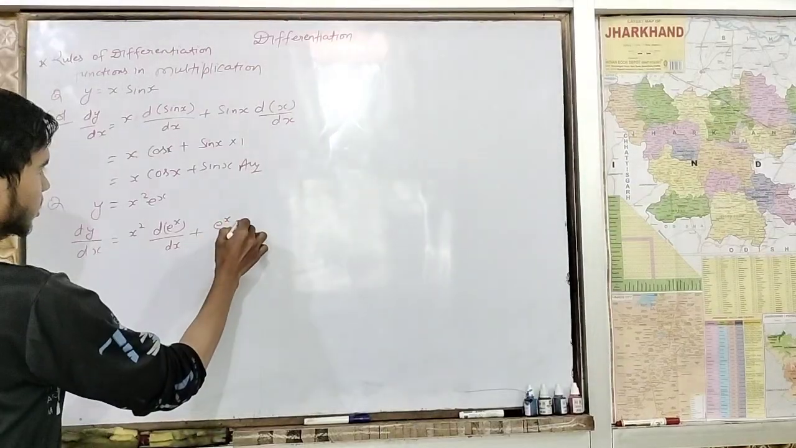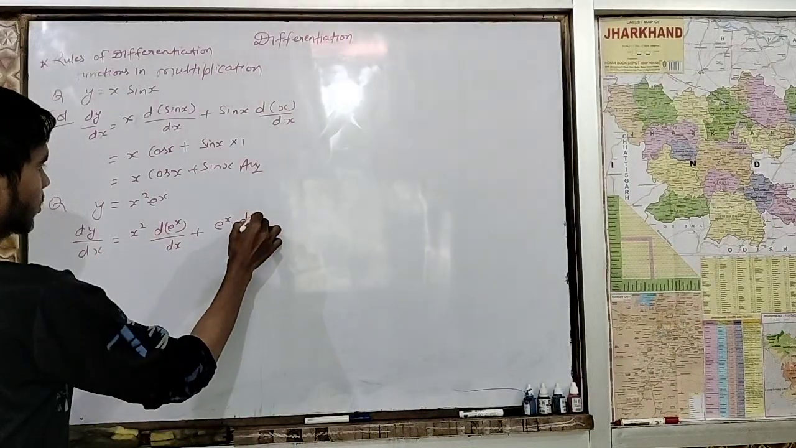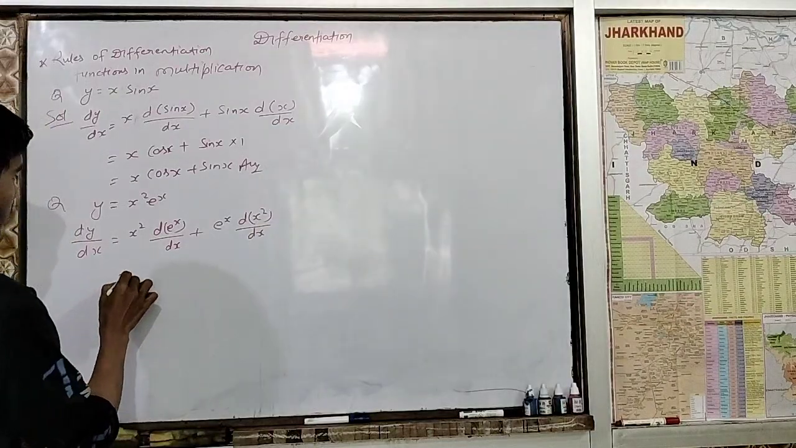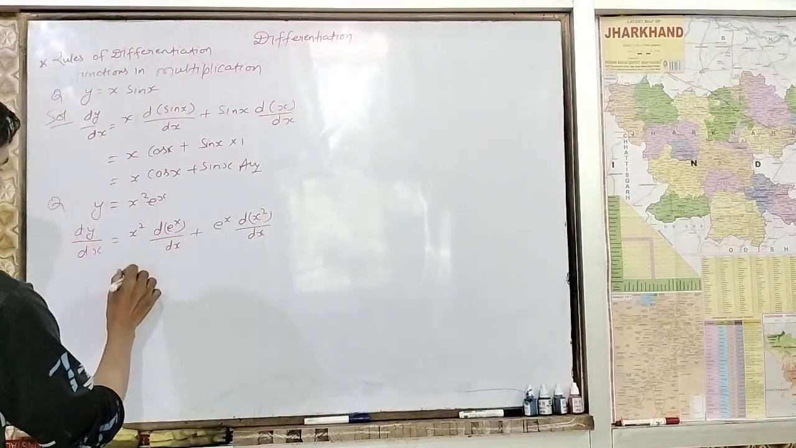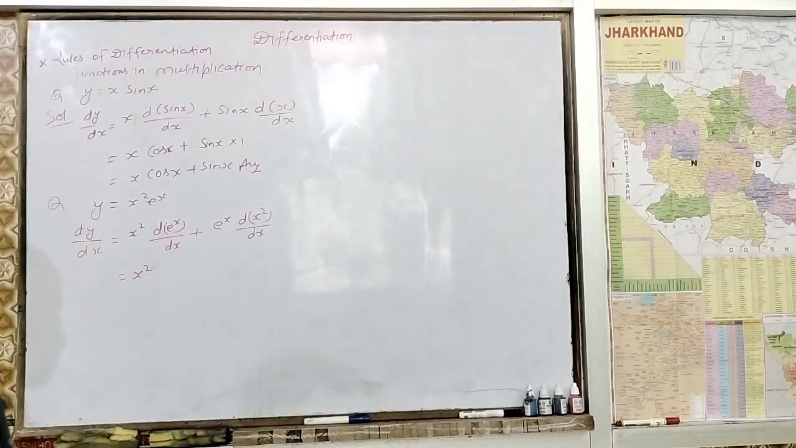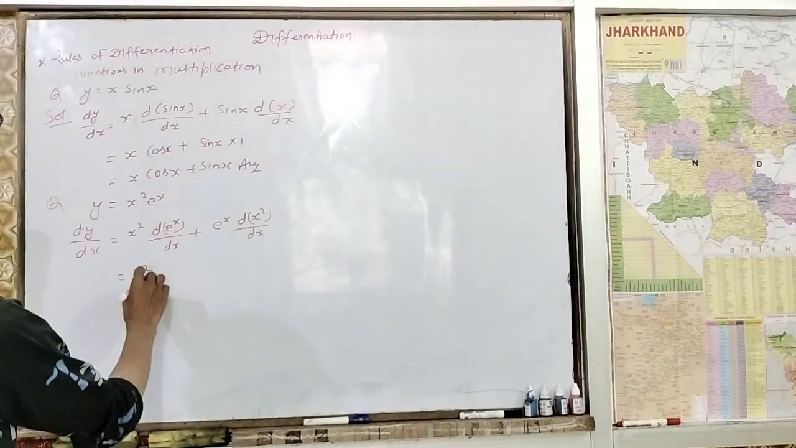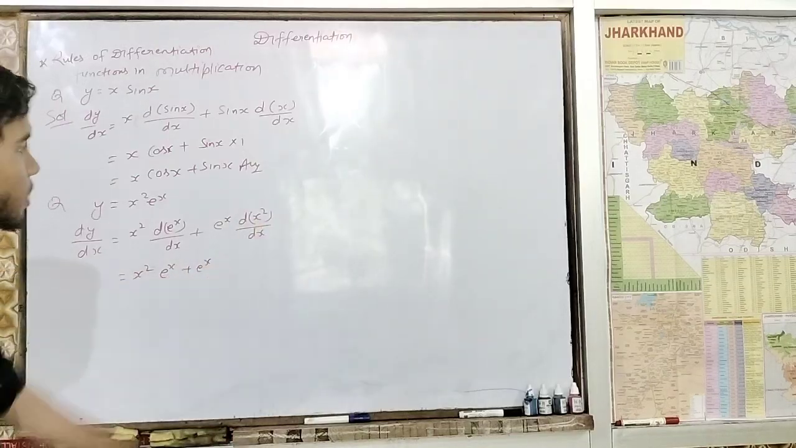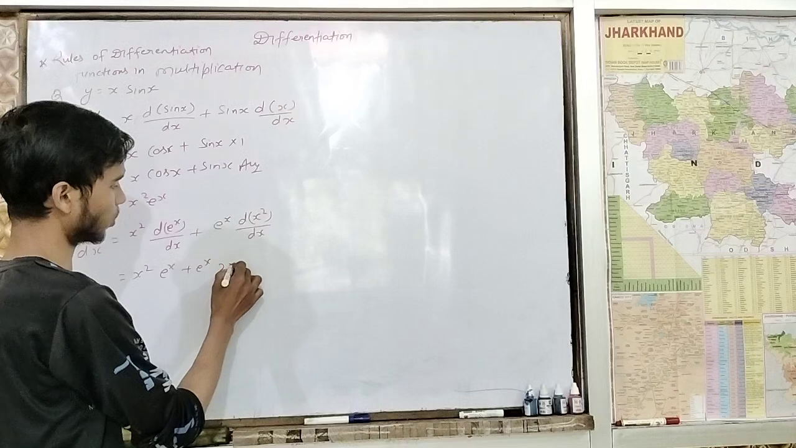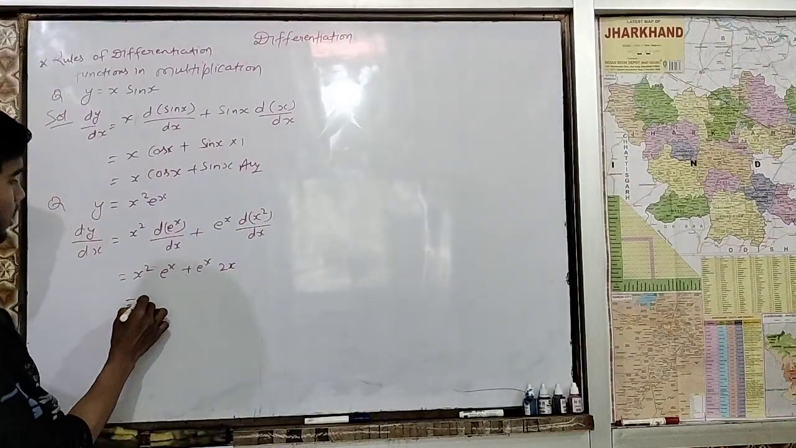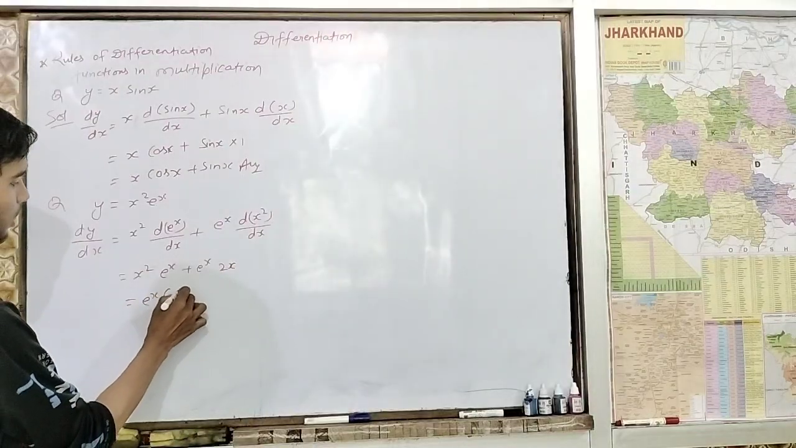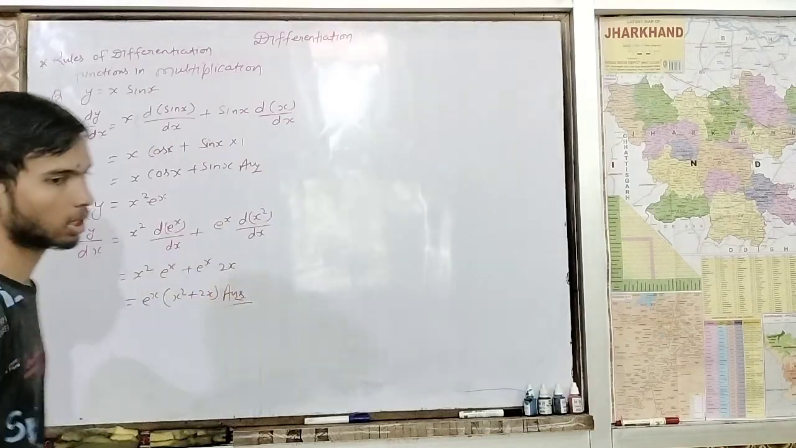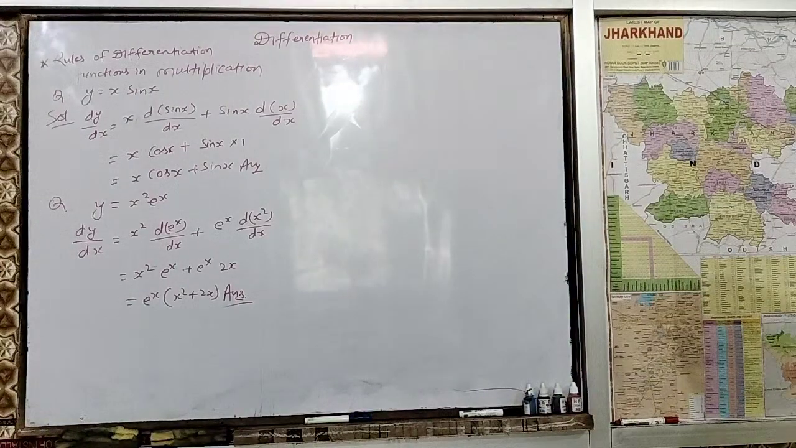a^x will be as it is, into d x squared upon dx. x squared. The differentiation of a^x is just the same, a^x. Then this will be as it is, the differentiation of x squared, which is 2x. So here a^x is common: a^x (x squared plus 2x). This is the final answer.